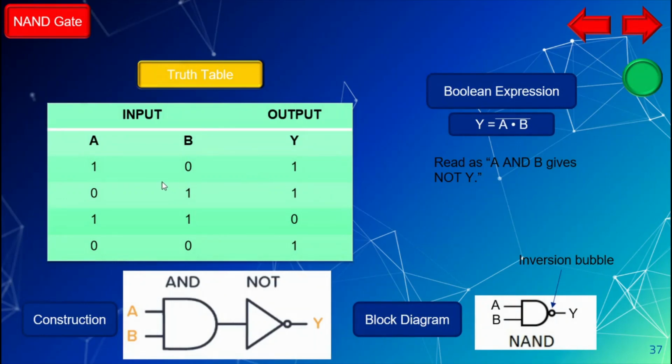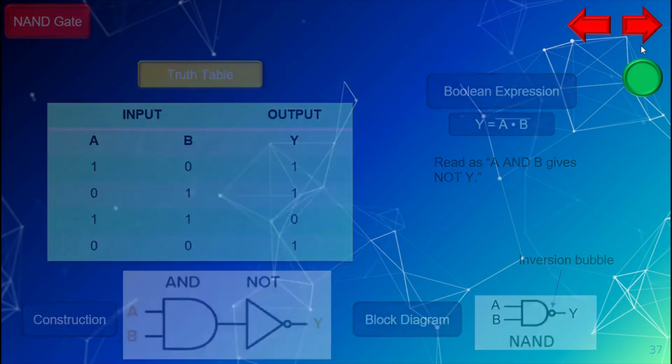Here is the NAND gate truth table. Did you get it right? The Boolean expression of NAND gate is read as A and B gives not Y. This means that the NAND outputs are the complements of AND gate outputs. NAND gate is simply the combination of AND NOT gate. So the block diagram is an AND gate with an inversion bubble.